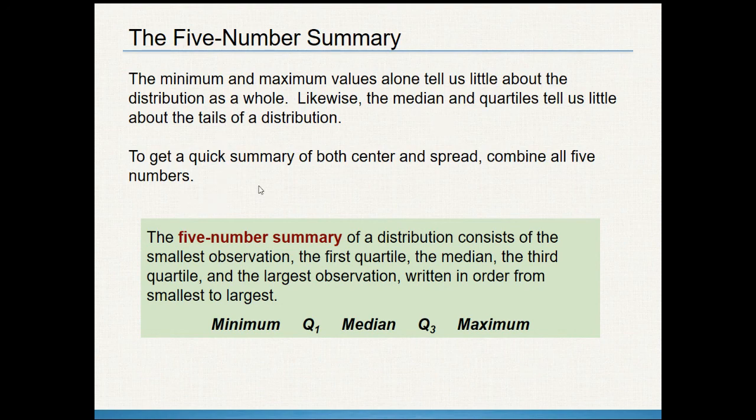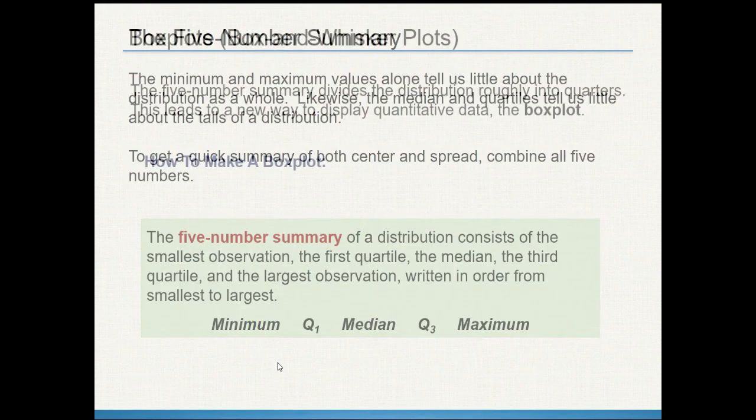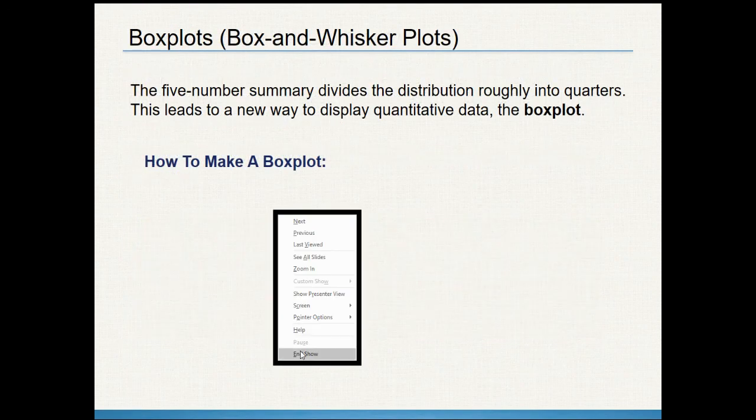To get a quick summary of both center and spread, we can use the 5-number summary. The 5-number summary of a distribution consists of the smallest observation, the first quartile, the median, the third quartile, and the largest observation, written in order from smallest to largest. That's the 5-number summary. And that's where we're going to stop for right now.